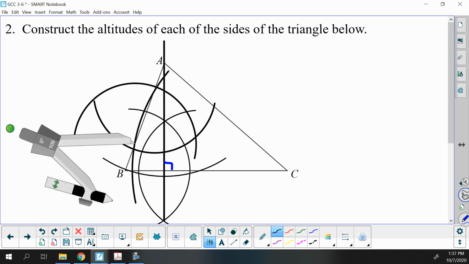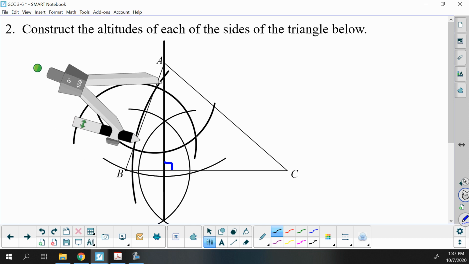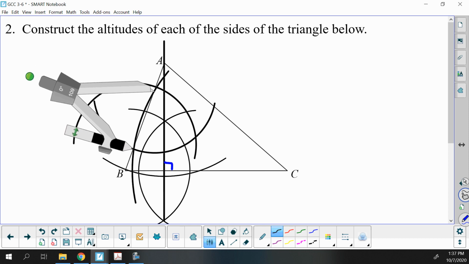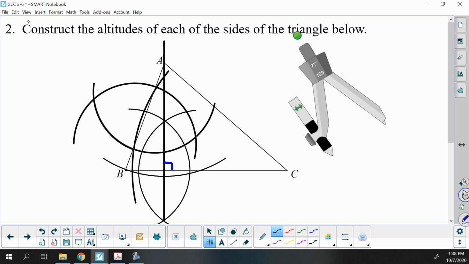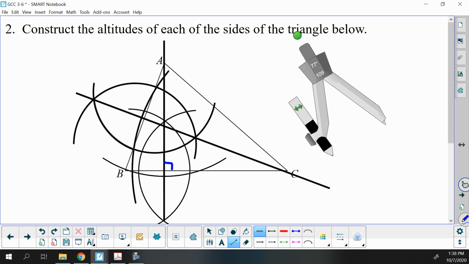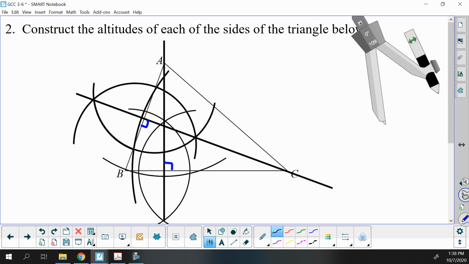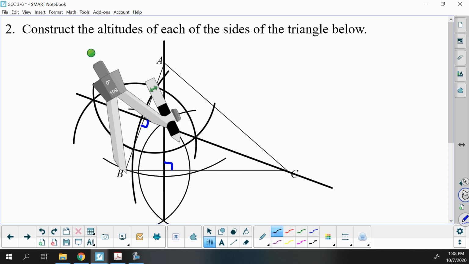Now notice I missed my intersection. I didn't go far enough on my other one. So sometimes that happens. You just have to go back. Just finish drawing your arc. Well, we now have our two intersection points. So we'll connect those, and we want to extend it all the way through to our vertex. And so what we've just created is this, which forms a right angle with the opposite side. So we're getting really messy here, but we still got one more to go. We've got to do it from B now. So we want to put our point on B.